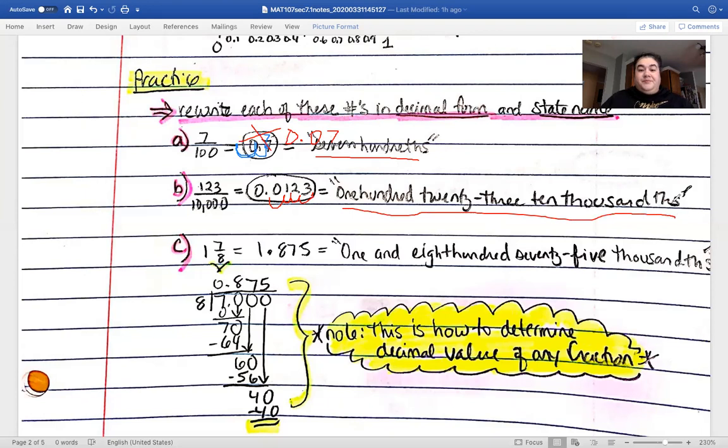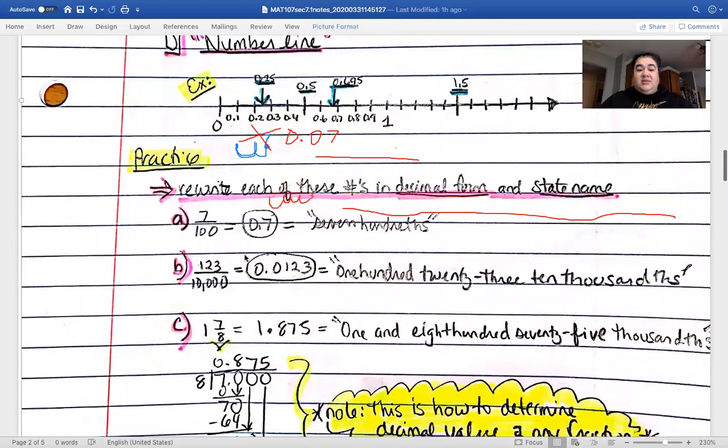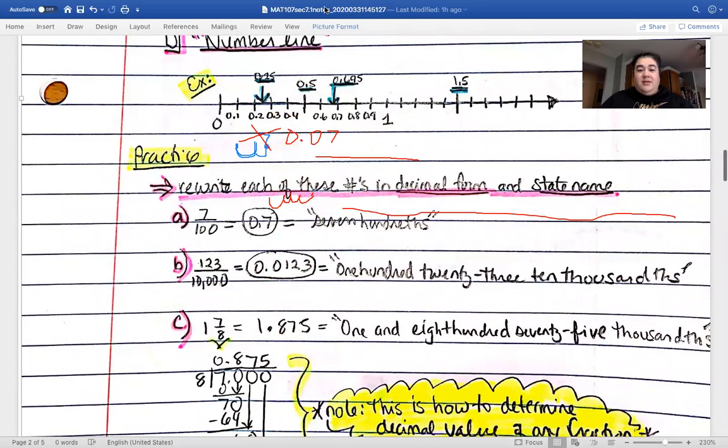Okay? All right, so for the last example, we have 1 7/8. Now, let me erase these annotations because they do not move with us. All right, let's do that. Annotate, and we'll take the eraser. All right, let's erase that.